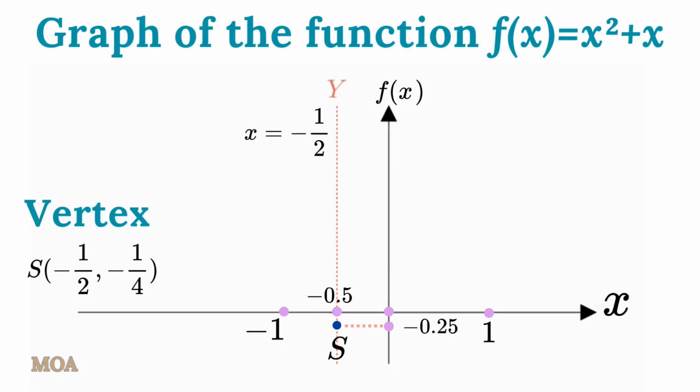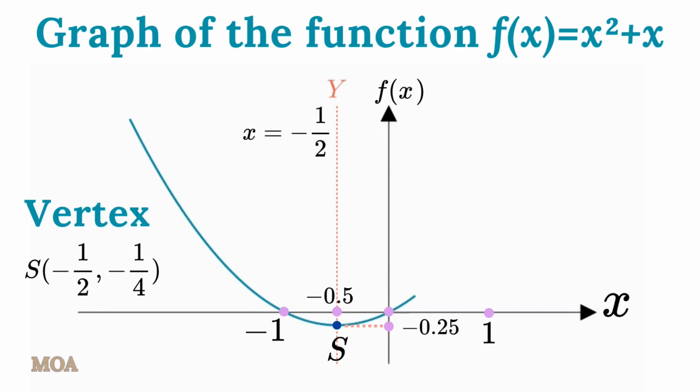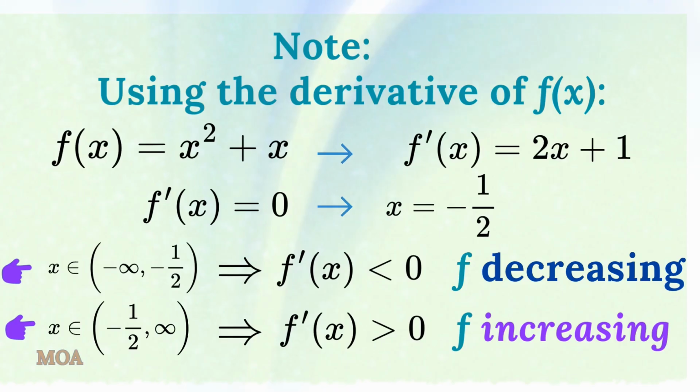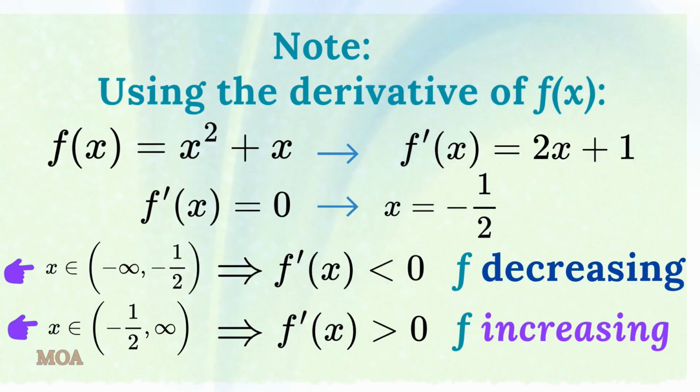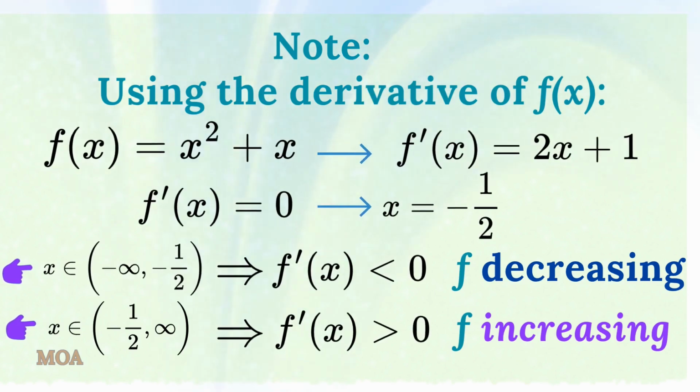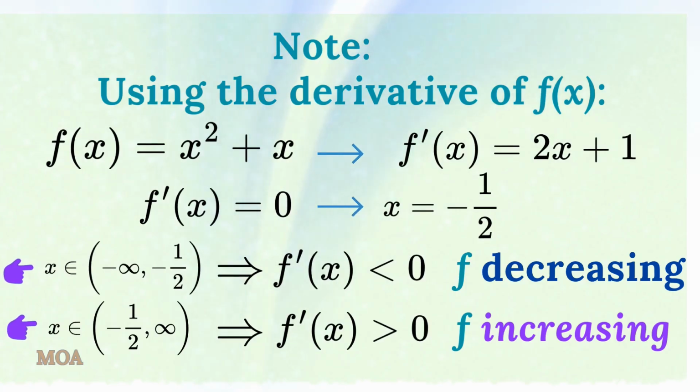This curve clearly confirms that the graph of f is indeed a parabola that opens upward, with vertex at the point S(-1/2, -1/4), and vertical axis of symmetry at x equals -1/2. Note that to find these results, one can also adopt the derivative method. Compute f prime of x, solve f prime of x equals 0 to find x equals -1/2, and then analyze the function's behavior on the interval from negative infinity to positive infinity. This would yield the same result.